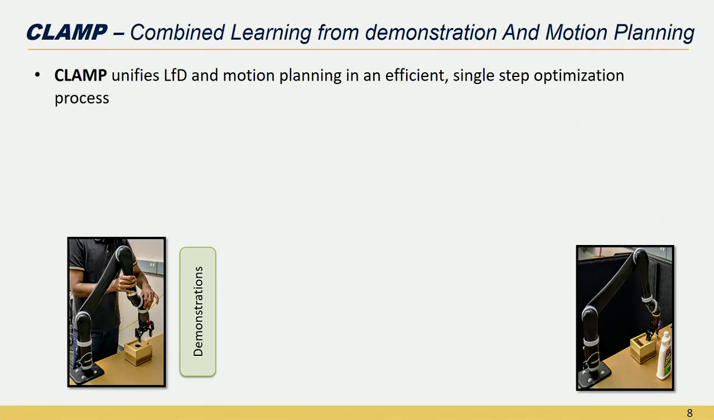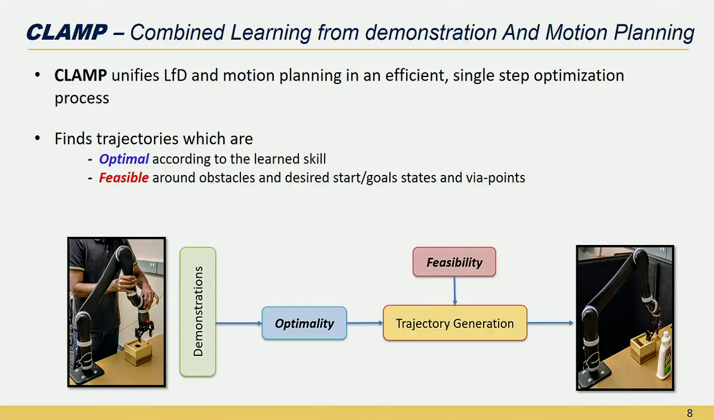CLAMP unifies LFD and motion planning in an efficient single-step optimization process. CLAMP finds trajectories which are optimal according to the learned skill, but also feasible in the reproduction scenario, where we can have new obstacles in the environment, and also the desired start, goal states or via points can be added. Our key insight here is that both motion planning and LFD aim to find trajectories that are optimal as well as feasible. The optimality in the case of motion planning is usually pre-specified, but in the case of LFD is governed by the skill at hand that is generated by human demonstrations.